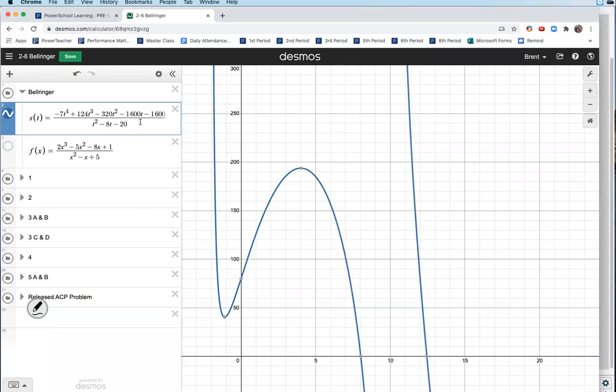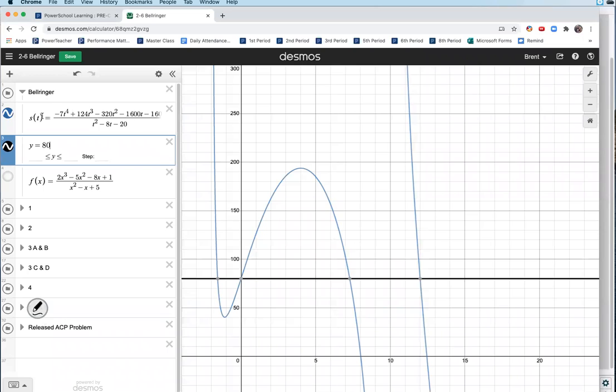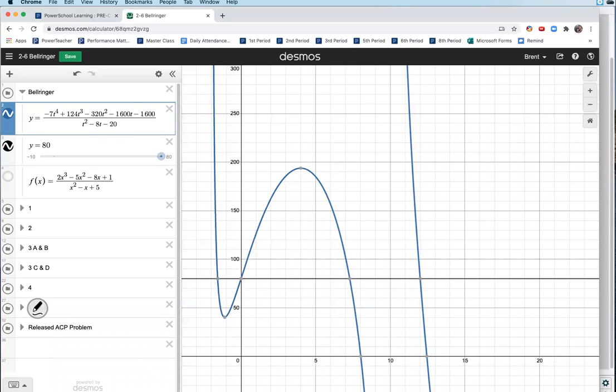So I come back over here, and I'm just going to type in y equals 80. And I could change the S of t, or I could just leave it. But since I did on the other page, I'll just put it as a y. You don't have to change that. And you look at the intersections.